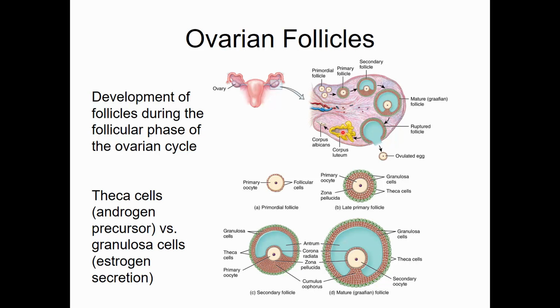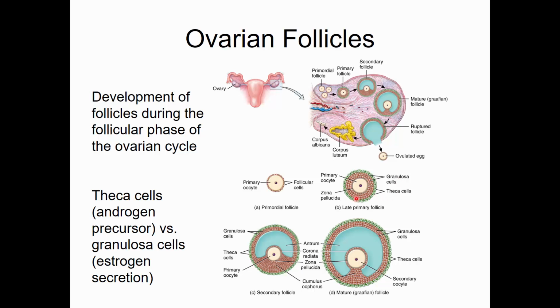See how they've drawn it yellow. It lasts for a couple of weeks, and then it dies and turns into a little scar we call the corpus albicans. So initially you have a little primary oocyte with a layer of cells around it. And those cells grow and reproduce with the help of follicle stimulating hormone. And these first cells that are produced are called granulosa cells, and those are the cells that make estrogen.